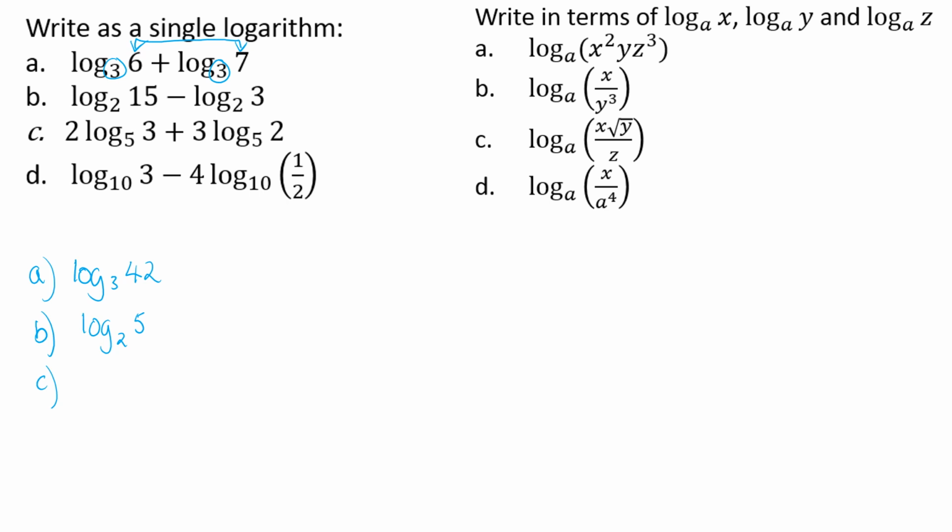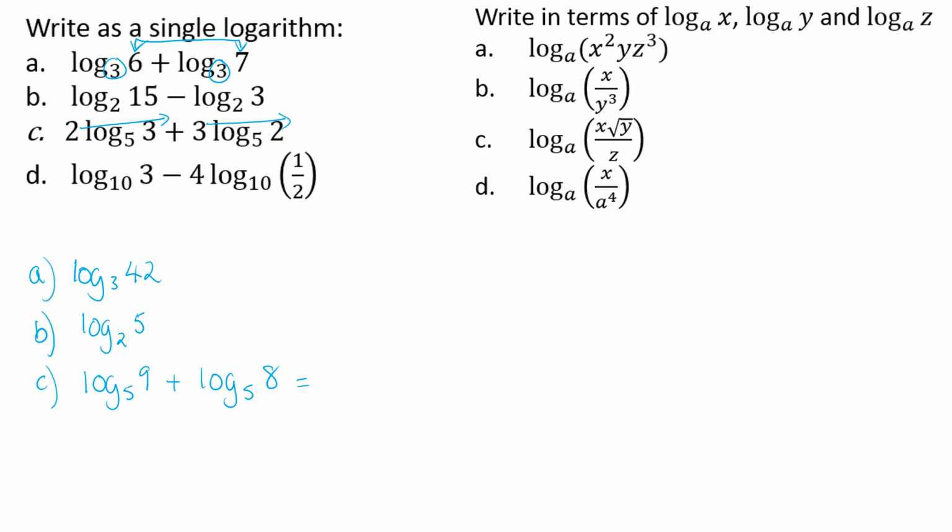C, it's a bit like BIDMAS. Logs have their own order of operation. So before you can apply the first 2 rules, you must just start with log. So this 2 we're going to have to take up, and that 3 using that rule number 3. So this is log to base 5 of 3 squared, which is 9, plus log to base 5 of 2 cubed, which is 8.